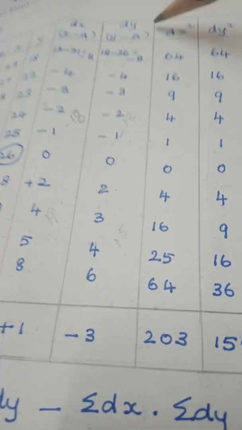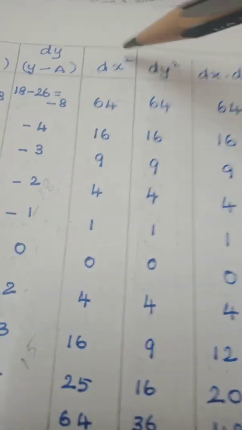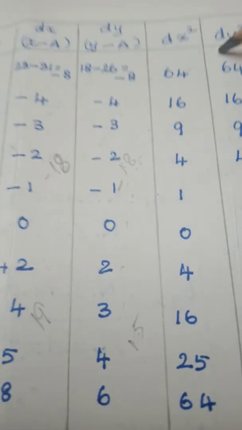Now the second part, we found out what is dx, we found out what is dy, we found the summation of dx and dy also. Now the next value what we need is dx square, dy square. Now let us find what is dx square. Dx we found out, we have to square this, that's all.